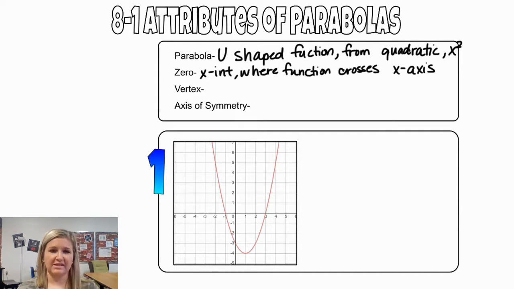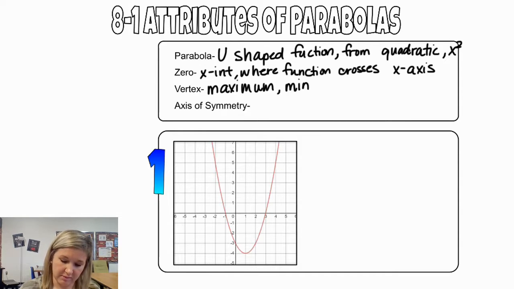Now the vertex. At some point, the U is going to stop going down and start going up. If it's an upside-down U, which is an N, it's going to stop going up and start going down at some point. That's going to be the vertex. It's either going to be a maximum if it is at the top, or a minimum if it's at the bottom of the parabola.